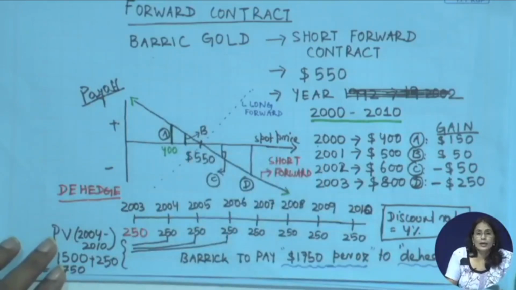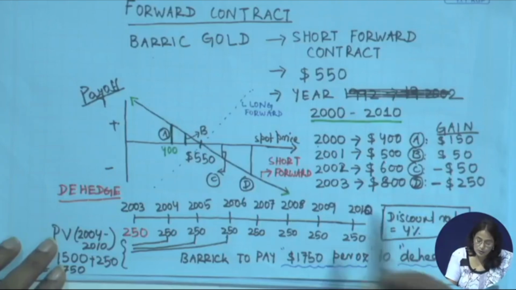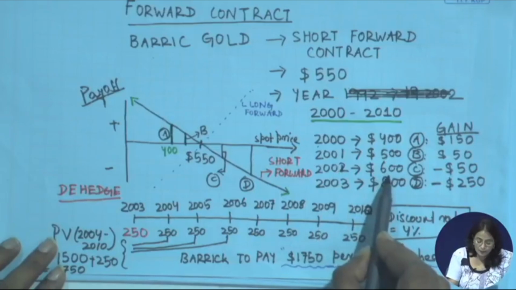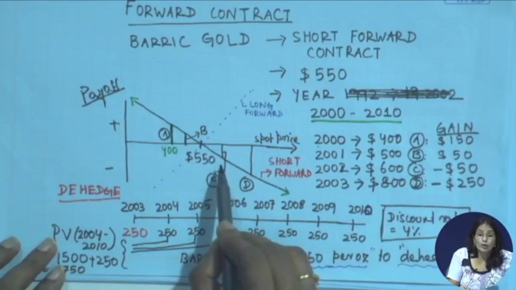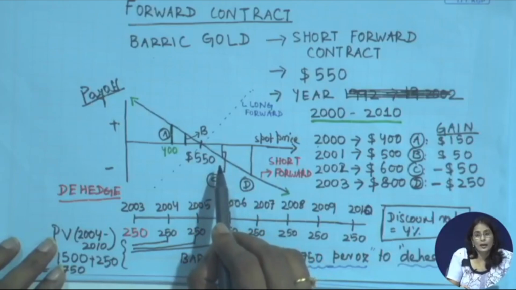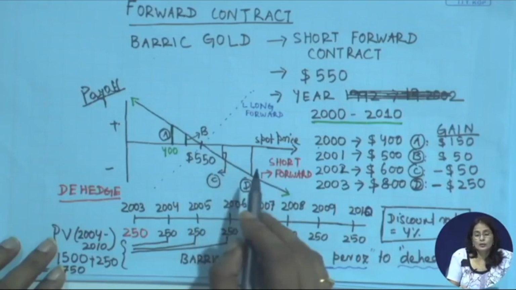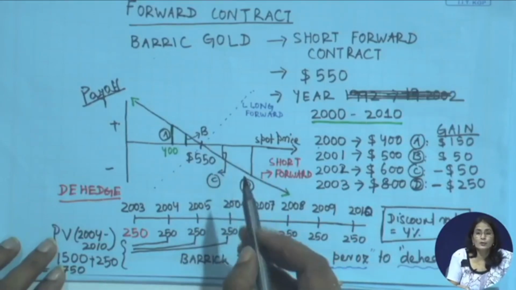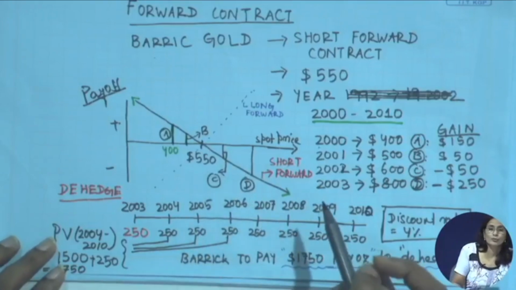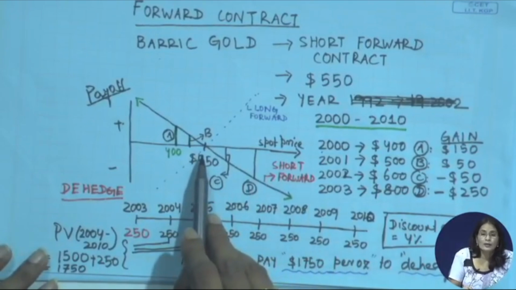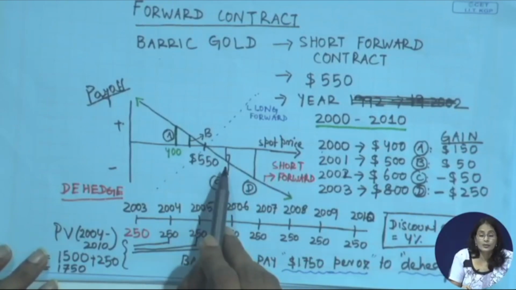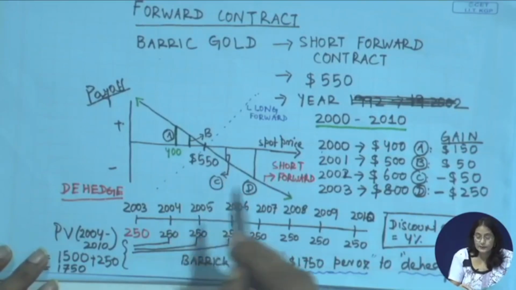Now let's go to the next year. Let's say gold price starts increasing and in 2002 it is 600. So in that case, the loss to Barrick Gold on account of the hedge comes to $50 per ounce. With a hedge, some years you are going to gain and some years you are going to lose. So Barrick Gold did not mind delivering gold at $550 when the spot market gold is selling at $600.